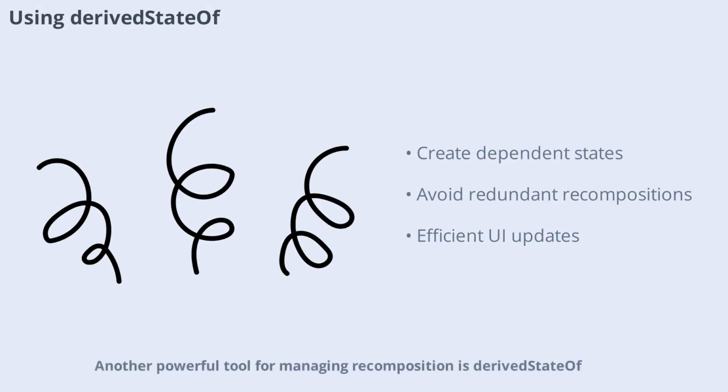Another powerful tool for managing recomposition is derivedStateOf. This function creates a new state based on other states and only triggers recomposition if the calculated state's value changes. For example, you can use derivedStateOf to combine firstName and lastName into fullName, and Compose will only recompose when either name changes. This approach avoids redundant recompositions and keeps your UI efficient. By leveraging derivedStateOf, you can build dynamic interfaces that update only when necessary.